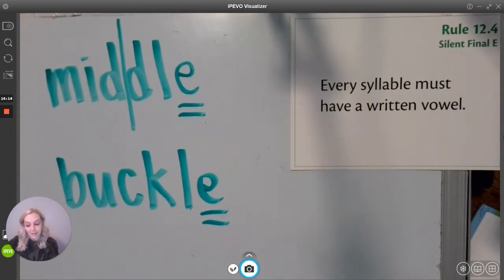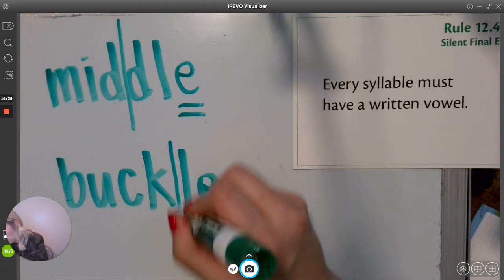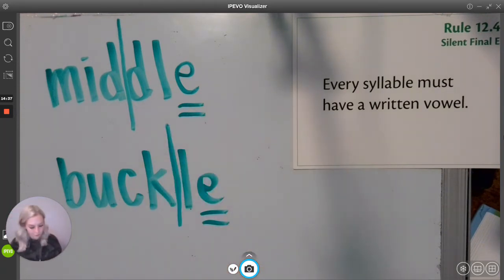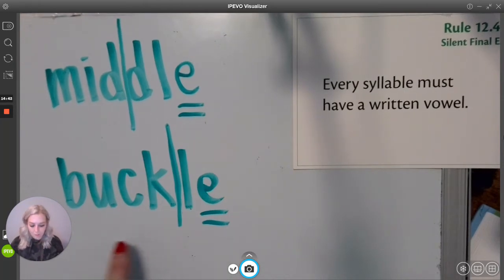Why? Because every syllable must have a written vowel. Where would the syllables divide in the word buckle? Buckle. It would be after the CK. It would be right there. Why would it divide there? Because U is a short sound and it's a closed single letter vowel.